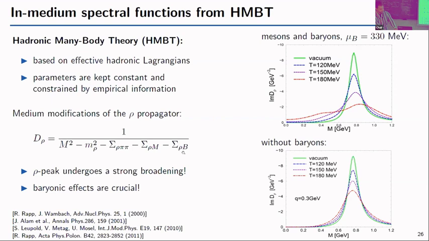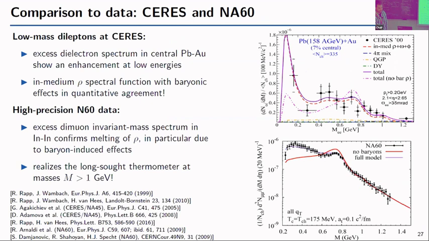And this was also very successful already in the past to describe experimental data. For example, when we look at the low mass dileptons at CERES, which you see here on the right, you see that this data is very well described by using these dilepton computations based on hadronic many body theory rho spectral functions. So the in-medium rho spectral function with baryonic effects is needed, and then this is in very good, even quantitative agreement.